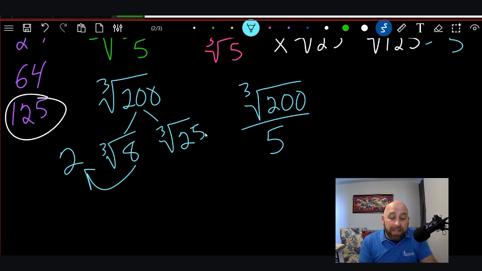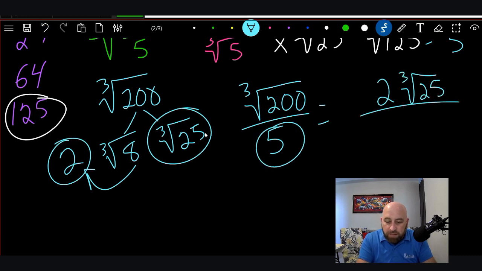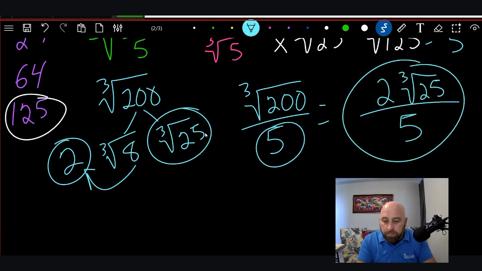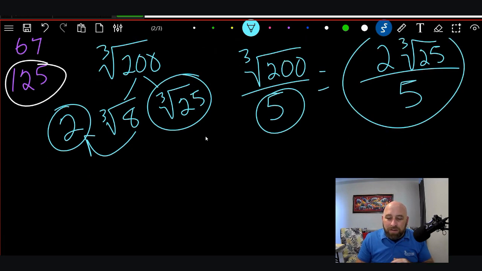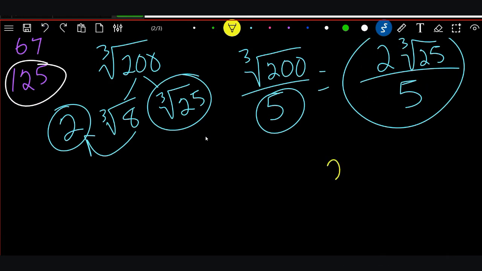So what is left up top right here, we solve this out to 2 cube root of 25. And what's on the bottom? 5 is on the bottom. Now you can write that two different ways. You can write that like that. If you look in the book, they wrote it just with fractions. So they wrote 2 over 5, and then basically they wrote cube root of 25. That's the same thing.